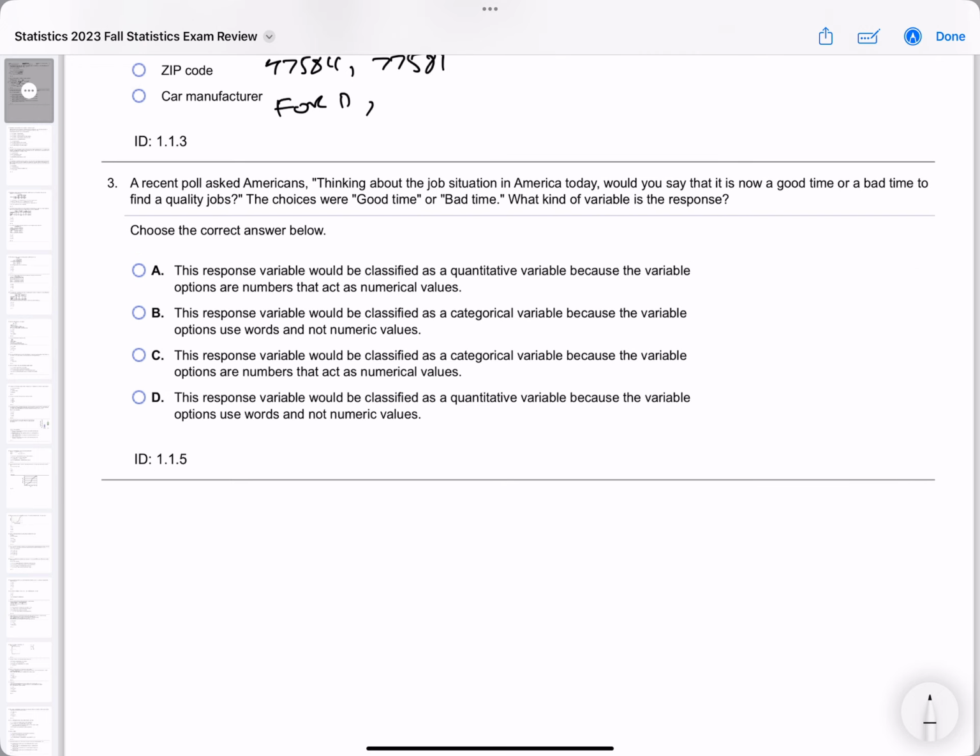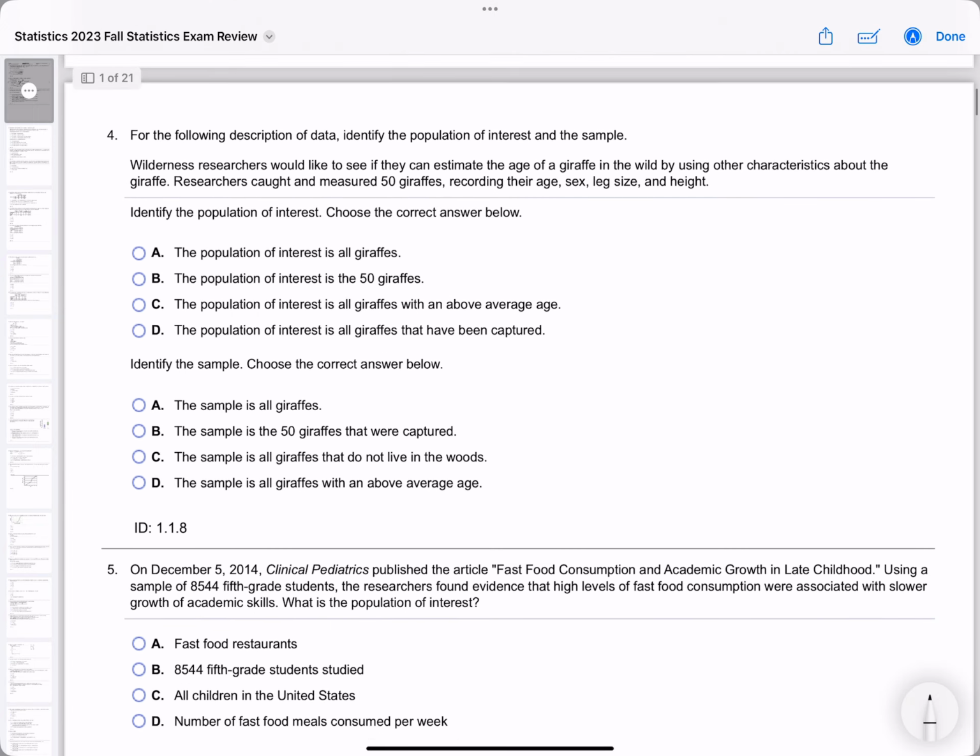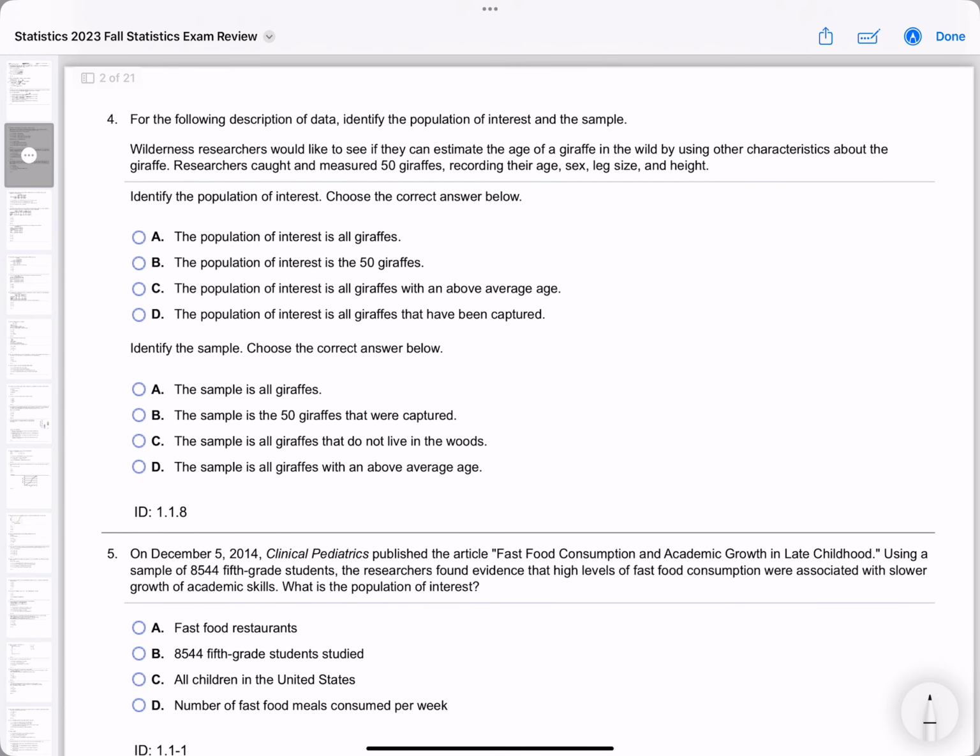All right, number 3. This is asking which one's correct. First of all, let's see. A says the response variable would be classified as a quantitative variable because the variables are options and act as numerous variables. No, it's not quantitative. Quantitative, remember, means numbers, and this is actually categorical because we're using words, not numerical values. It's saying good time, bad time. It's not numbers, it's just set in a category.